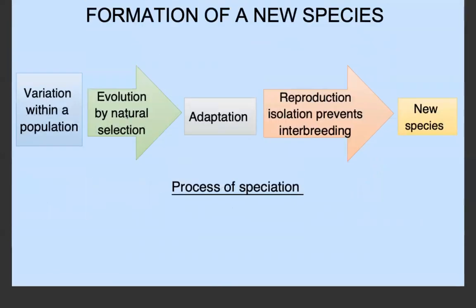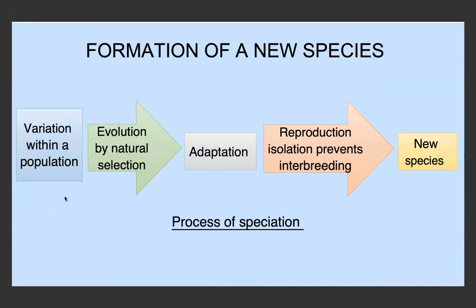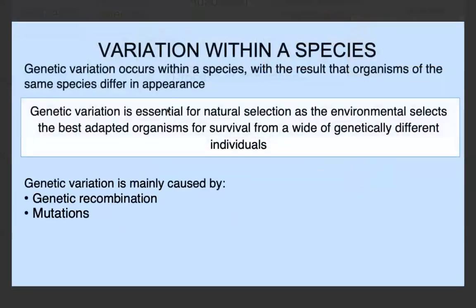So the variation within species, which we spoke about here, is like the starting point for speciation. You can't have speciation if all the animals in the species are exactly the same. We spoke about that earlier. You need variation within a population for natural selection to occur, and you need natural selection to occur for species to evolve.